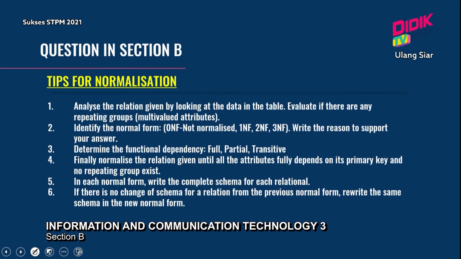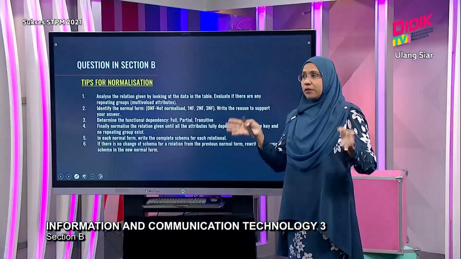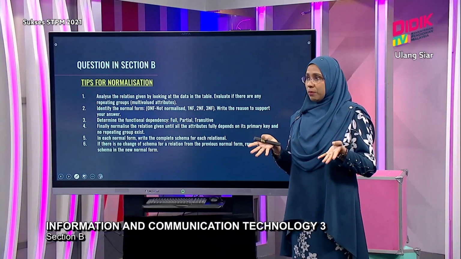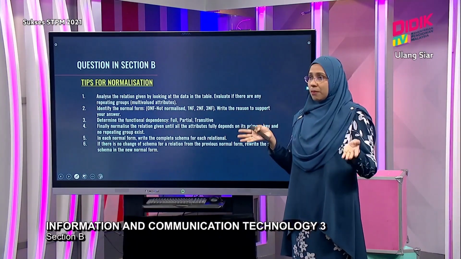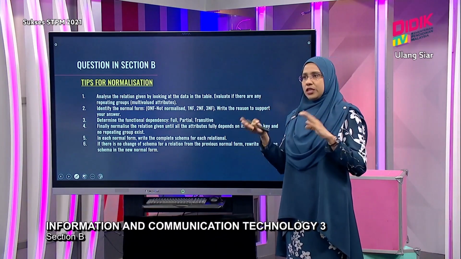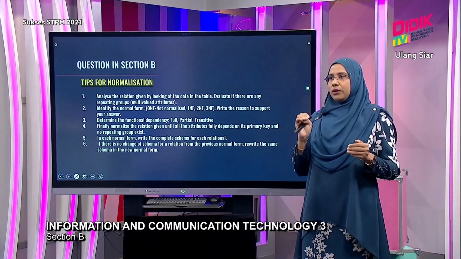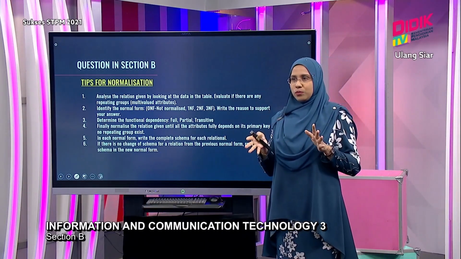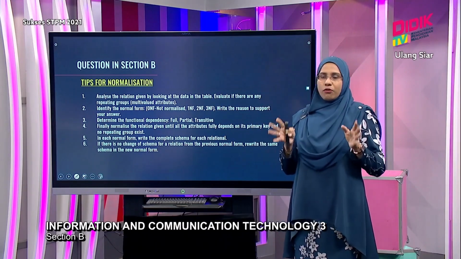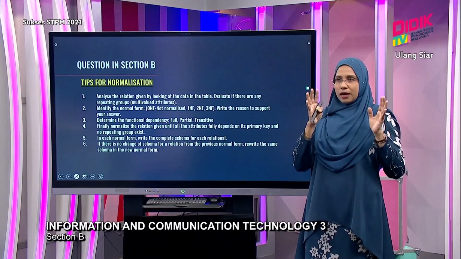Now normalization. This is quite challenging. Tips for normalization. You have to normalize the relation given. Analyze the relation given by looking at the data in the table. Usually you will be given it in table form. If you are not given it in table form, you might be given it in relational schema. Either one, in table or relational schema. If given in table form, just analyze the table and evaluate if there are any repeating groups to determine which normal form the relation currently is in.